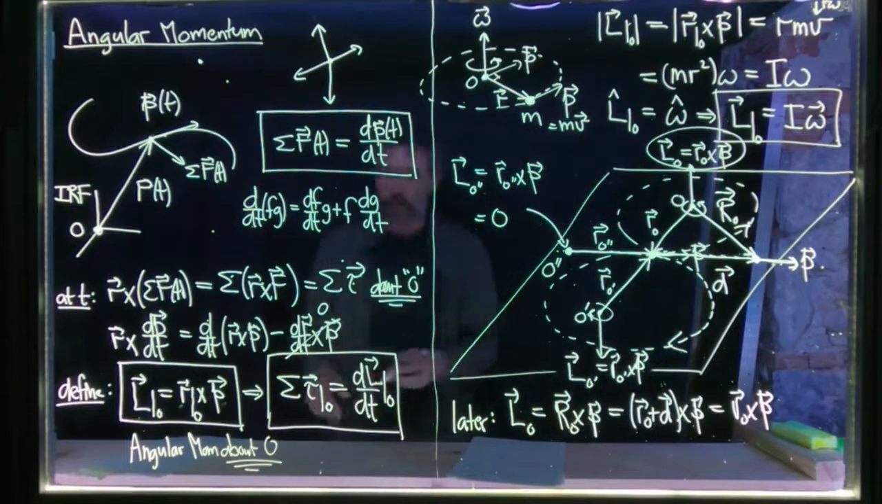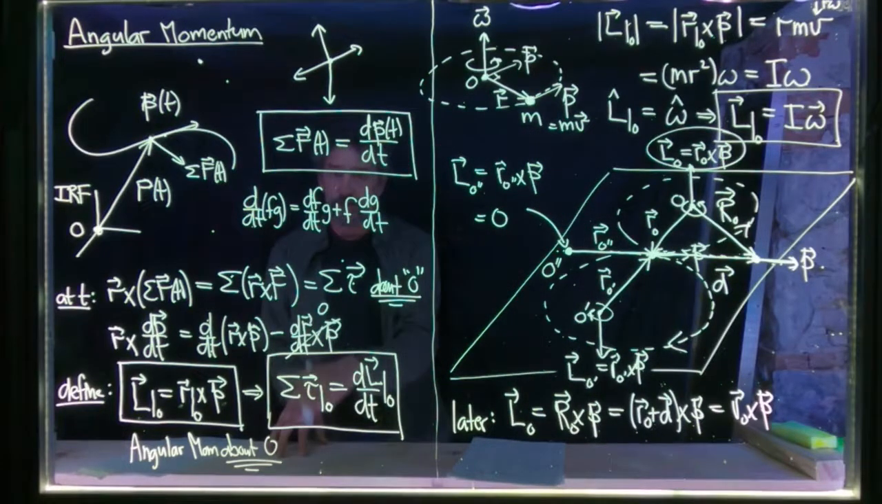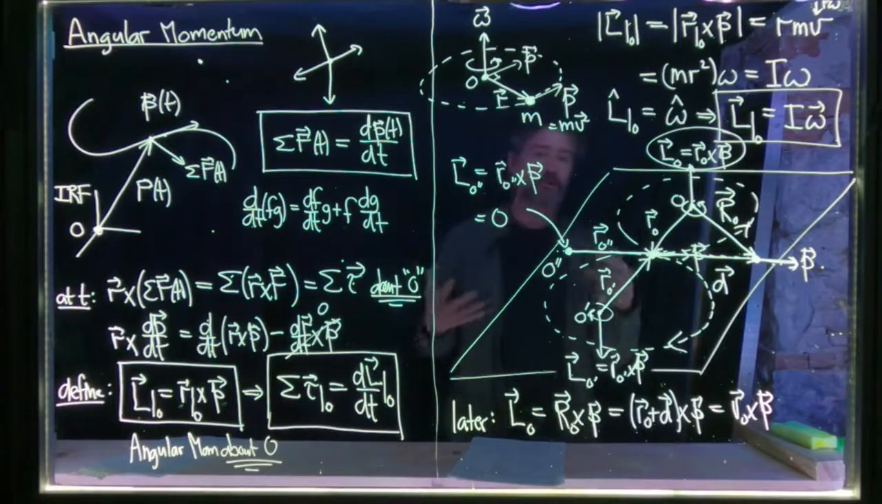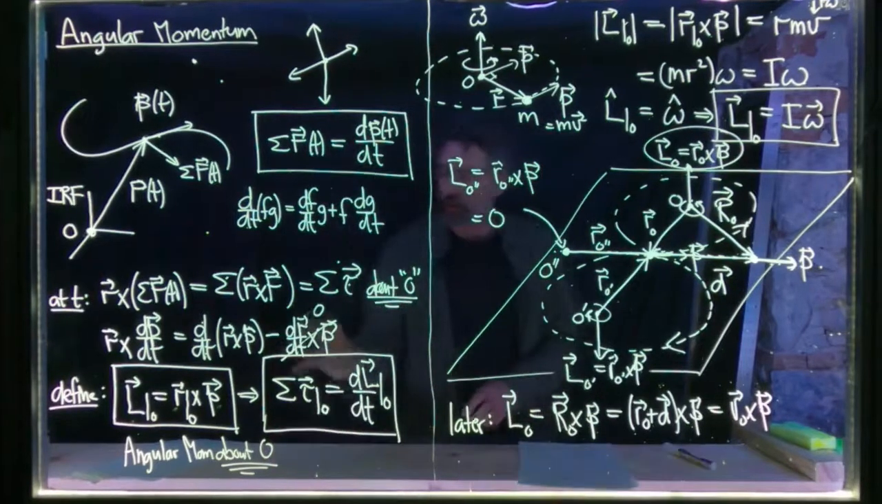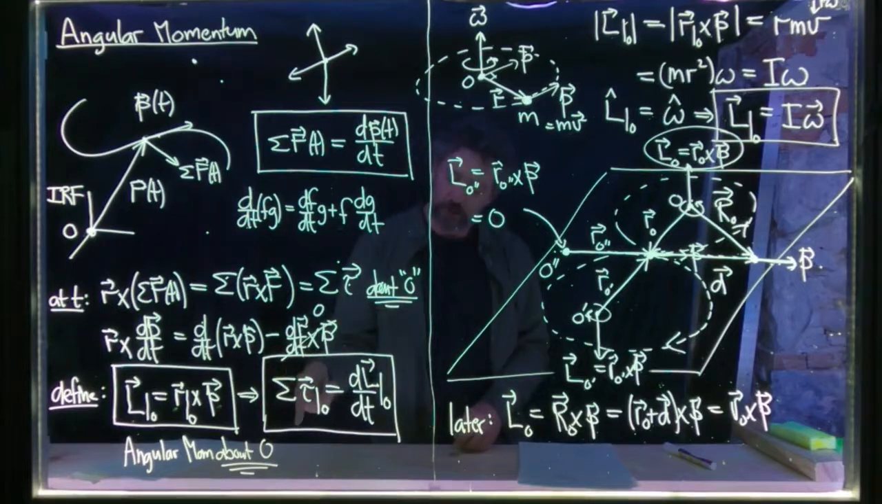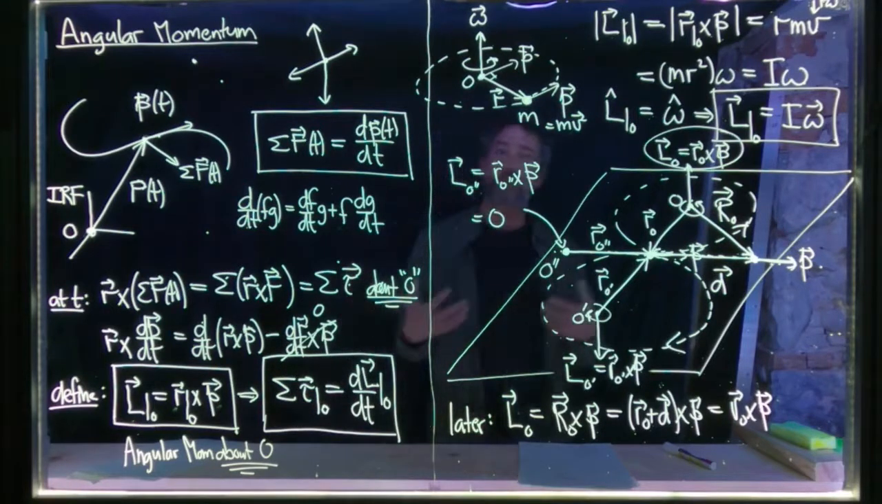Why is that? Well, because there's no torques acting. There's no twisting forces. In order to exert a torque, you need a force. Okay, there's no forces acting, so there's no torques. No torques means the left-hand side is 0, means that dL/dt is 0. That means L is constant.